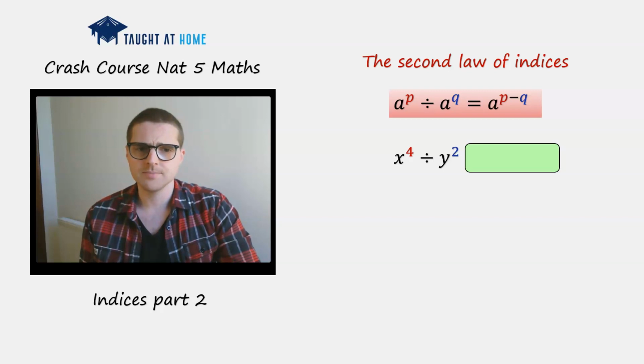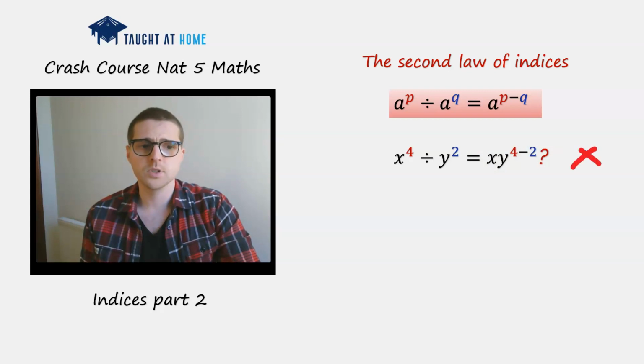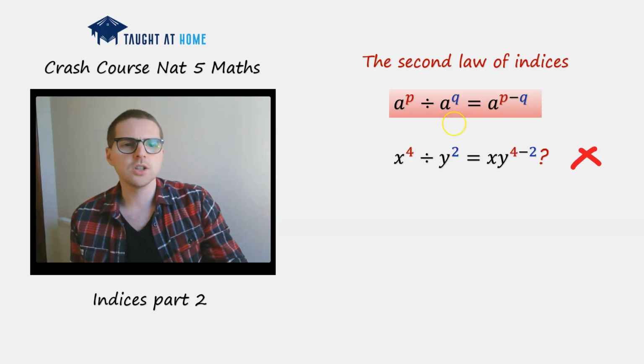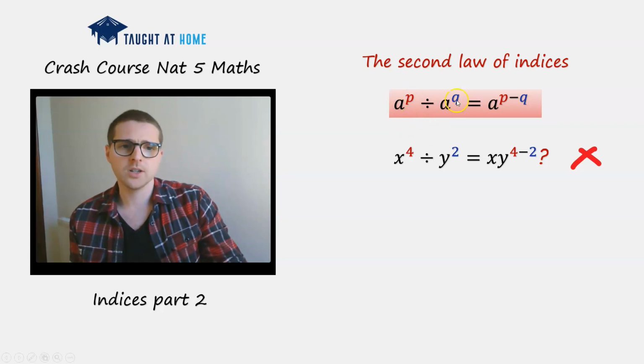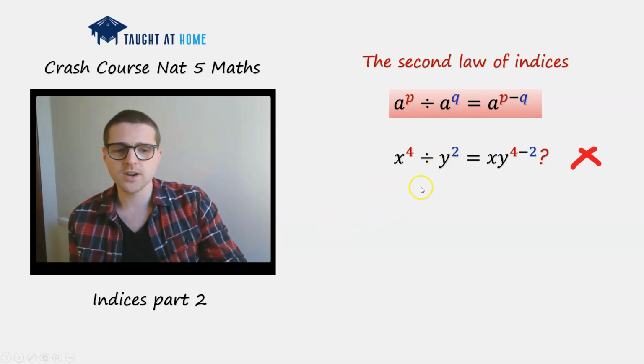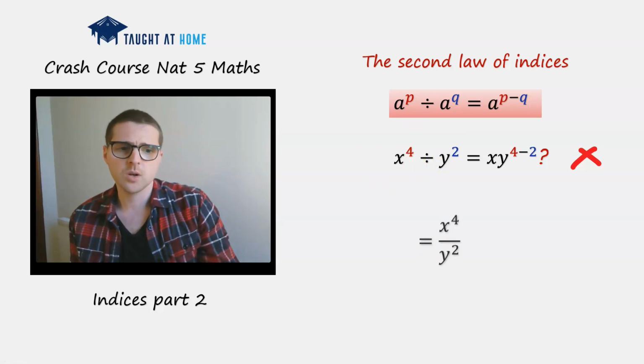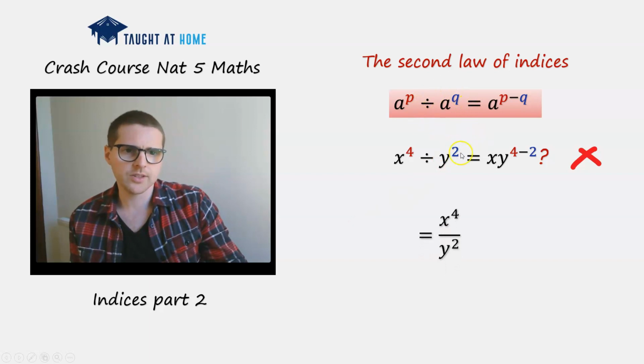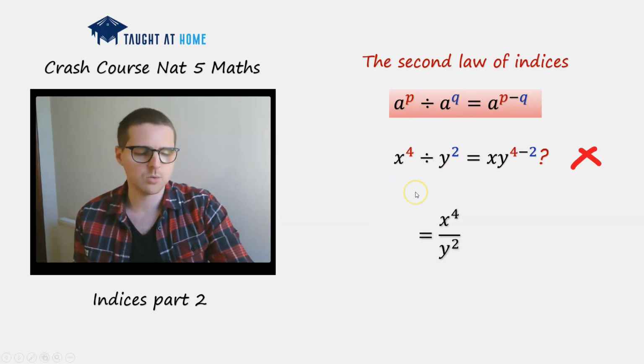Okay, we have x to the power of 4 divided by y squared. What would you say this is? Would you say that it's x, y to the power of 4 minus 2? No, remember, this law only works if we have the same base. We have a base of x here and we have a base of y here. So we can't actually use this second law of indices, and we can change this into a fraction, so we could say x to the 4 over y squared, but we cannot use the second law of indices because the bases have to be the same for this to work.